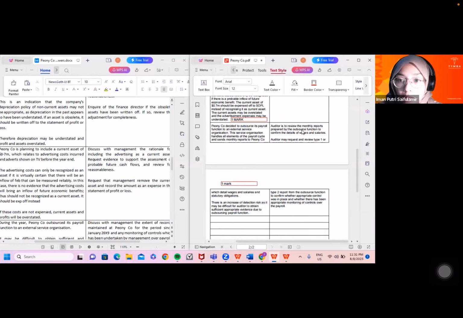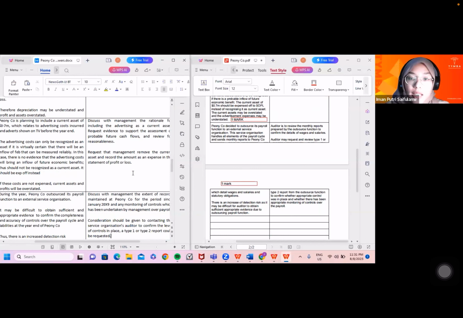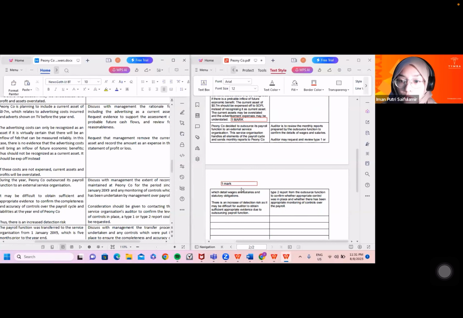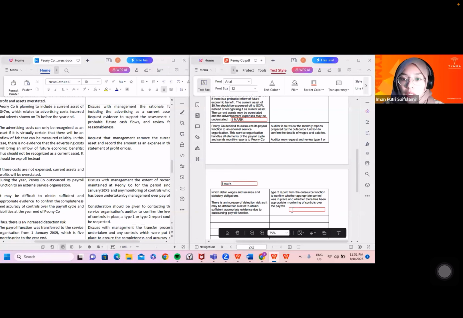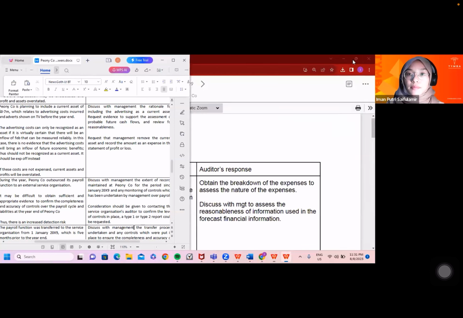Auditor is to review the monthly reports prepared by the outsourced function to confirm the details of wages and salaries. Auditor may request and review type 1 or type 2 report to confirm whether appropriate controls were in place and whether there has been appropriate monitoring of controls over the payroll. So this is 1 mark here for this point. Basically, your first point and the second point are quite repetitive. So I would say that the second point here is more accurate. Okay, so this is a good attempt.